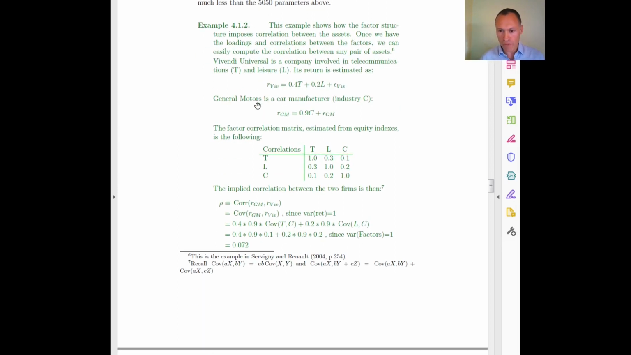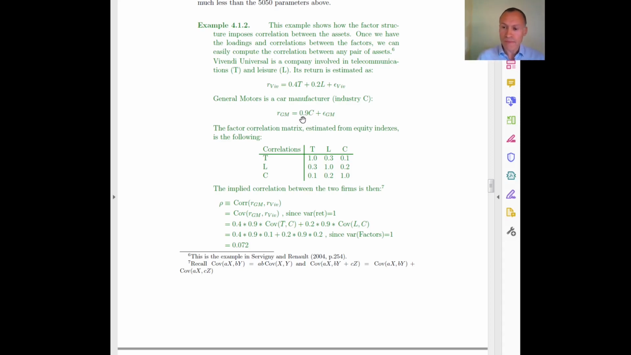This small example shows how that factor structure actually imposes correlation between two firms. Suppose I have just two very small portfolios, just two firms. The first firm, Vivendi, loads up on two factors, T for telecommunications, L for leisure, with these loadings here. And then I have a second firm, General Motors, which is a car manufacturer, and so loads up on this car factor with a loading of 0.9.